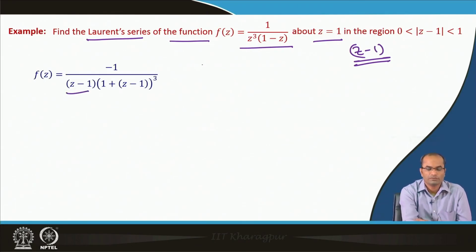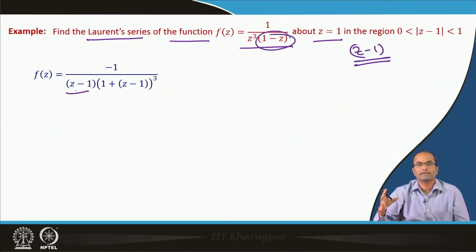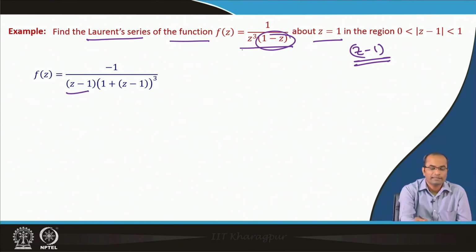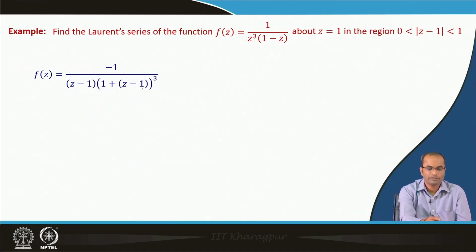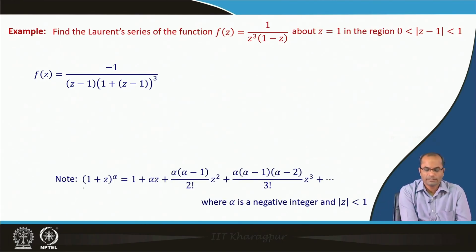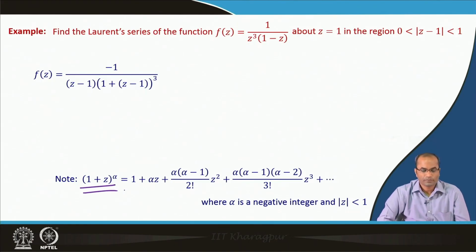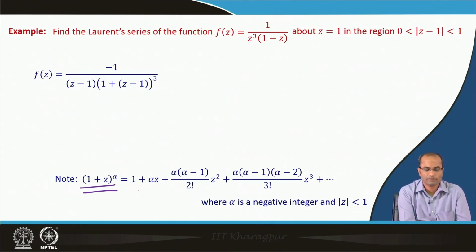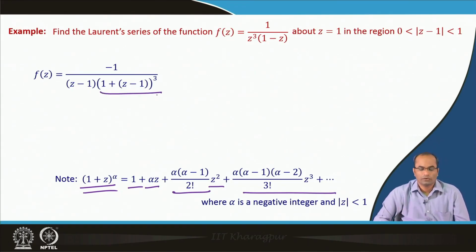This z minus 1 was already there in 1 minus z, so we have it with a minus sign, because we are going to write everything in terms of z minus 1. And for z power 3, we have written 1 plus z minus 1, power 3. So, everything is now written in terms of z minus 1, and we already know this expansion, which is like the binomial expansion. So, 1 plus z power alpha is 1 plus alpha z, plus alpha times alpha minus 1 over factorial 2 times z square, and so on. We can use this expansion here, and then we will get all these powers of z minus 1.